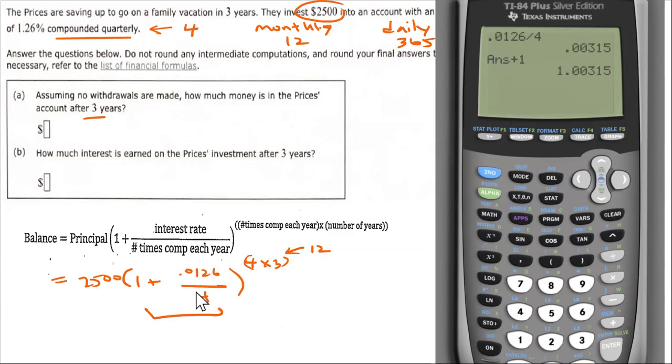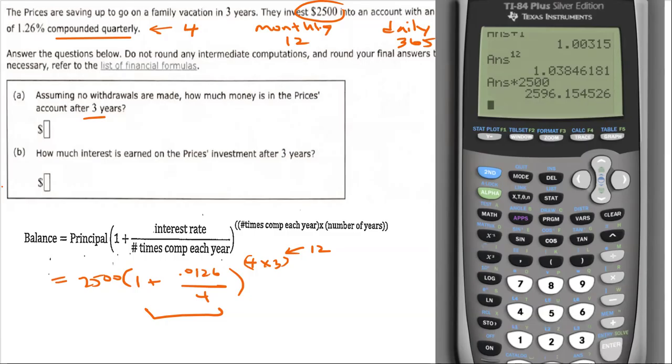Then I need to raise. So I did the parentheses first. Now I need to do the exponent. So that's going to be raising it to the 12th power. We get this much. Okay. And the last step is we have to multiply it by the 2,500. Okay. So we get 25.96 and 15 cents.